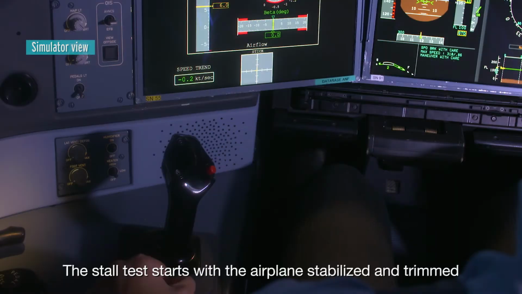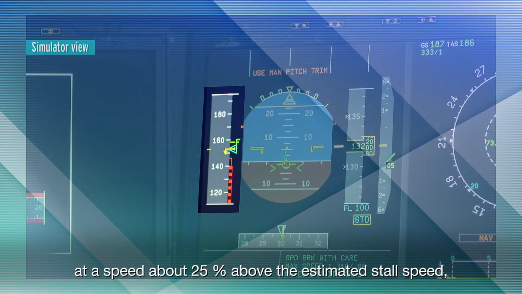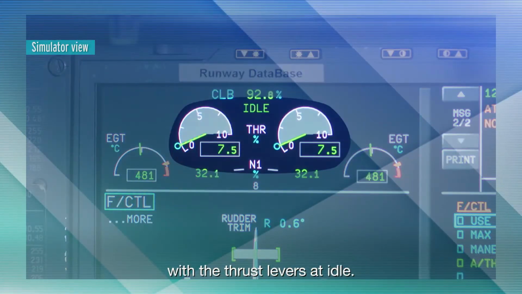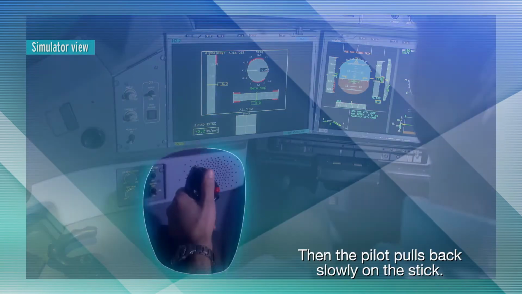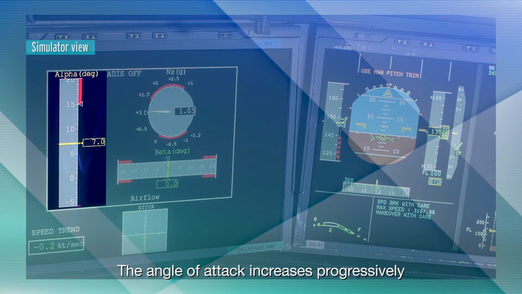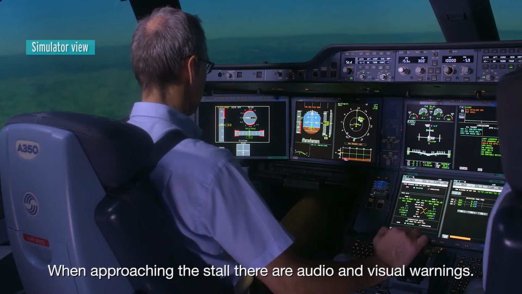The stall test starts with the airplane stabilized and trimmed at a speed about 25% above the estimated stall speed, with the thrust levers at idle. Then the pilot pulls back slowly on the stick. The angle of attack increases progressively and the speed decreases. When approaching the stall, there are audio and visual warnings.